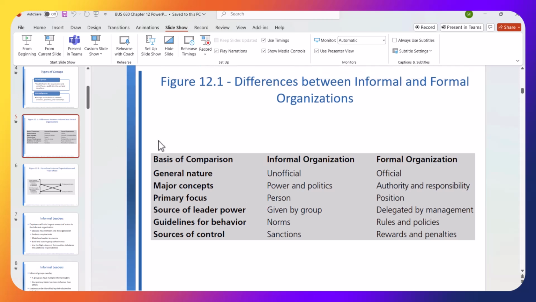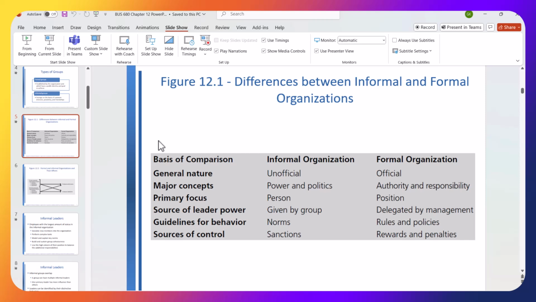Differences between formal and informal organizations. Basis of comparison: informal organizations, formal organizations. So you look at this and you see the general nature, how they differ. Informal is unofficial. Major concepts: power and politics, authority, responsibility, primary focus on person versus position. For the source of leader power, in an informal organization it is given by the group. So in other words, someone can't be in power in an informal situation unless people give it to them. When it's a formal organization, it's the position that they hold.